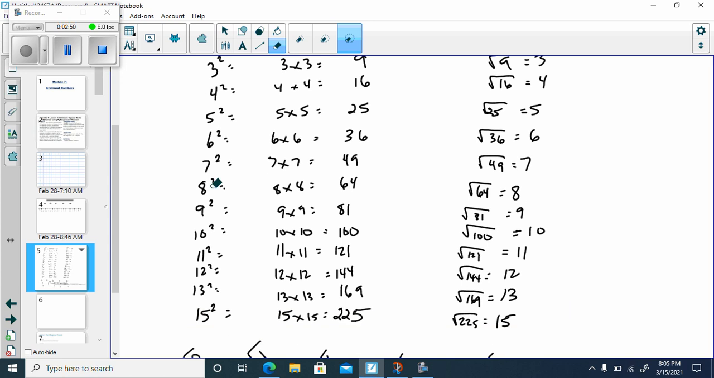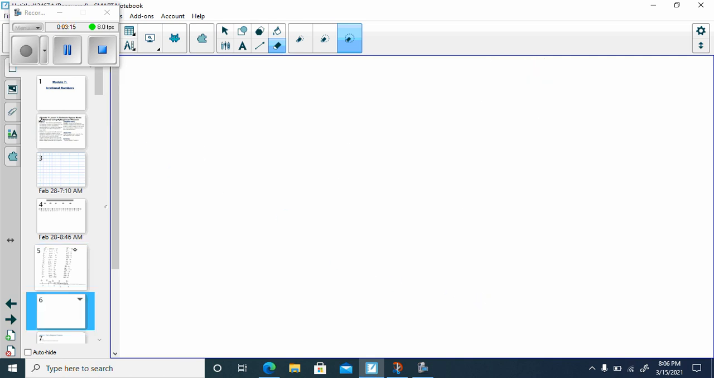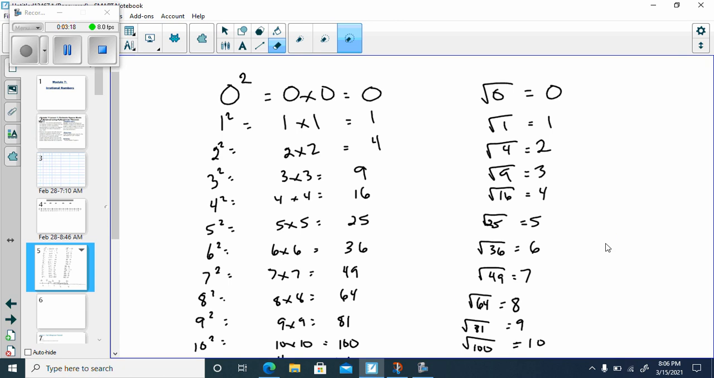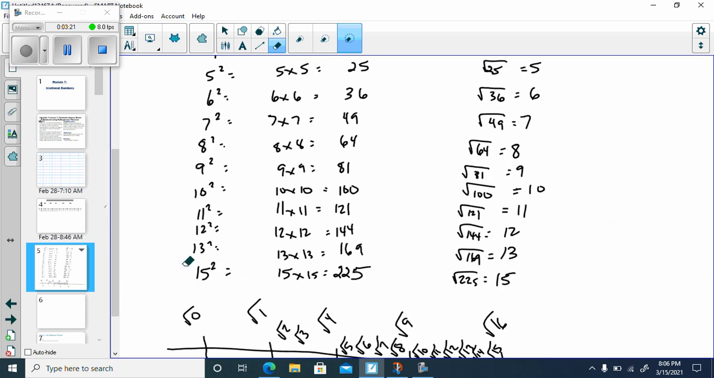10 squared is 10 times 10, which is 100. The positive square root of 100 is 10. 11 squared is 11 times 11, which is 121, and the positive square root of 121 is 11. 12 squared is 12 times 12, which is 144. The positive square root of 144 is 12. 13 squared is 13 times 13, which is 169, and the positive square root of 169 is 13. 15 squared, I left out 14, see? 15 squared is 15 times 15, which is 225, and the positive square root of that would be 15.